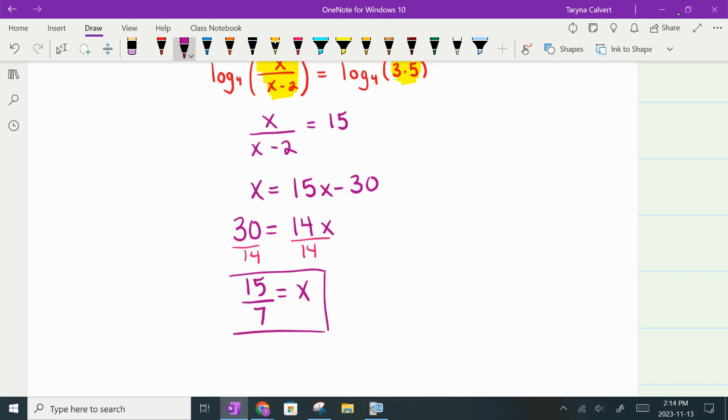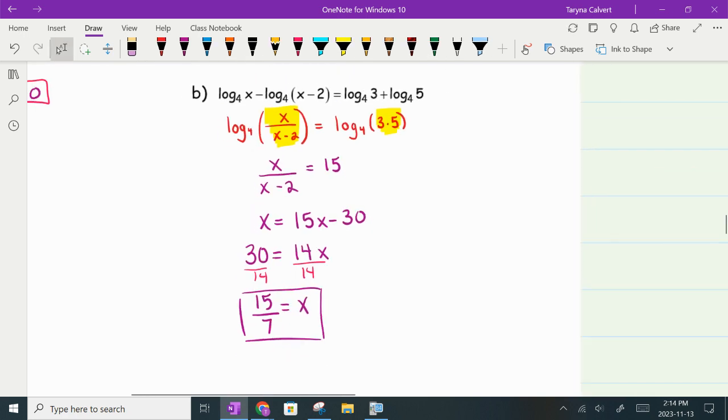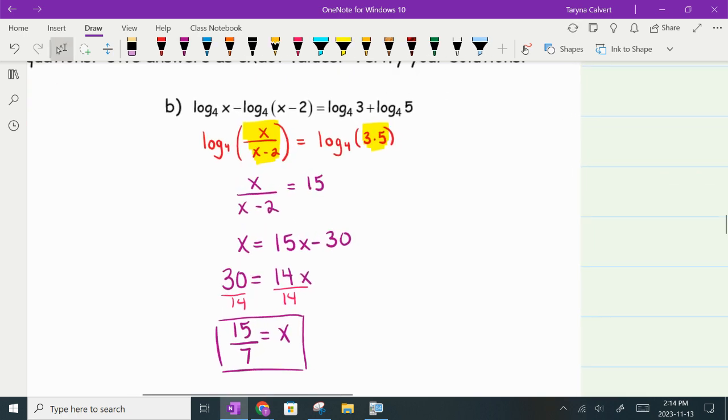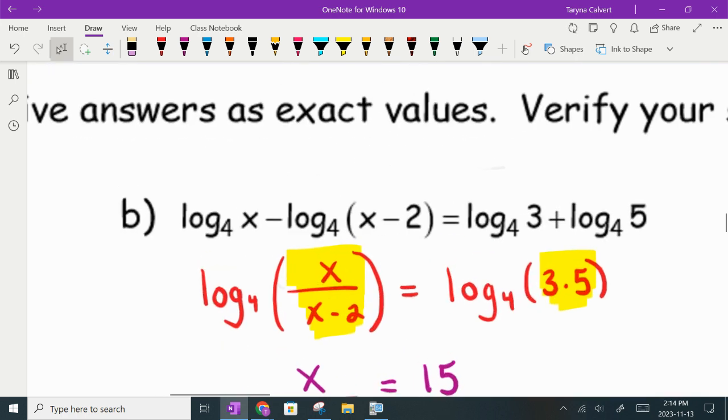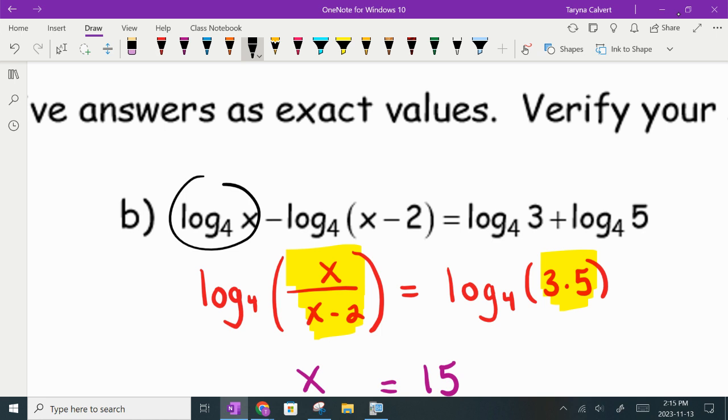So let's go back to our restrictions. And again, could we put it back in to check to see if it works? Yeah, but we already know, it was just like when we did the radical stuff, when we had more than one radical equation, how we did our restrictions. So for this log right here, what's my restriction on that one? X has to be greater than what? 0. This one, x has to be greater than 2.